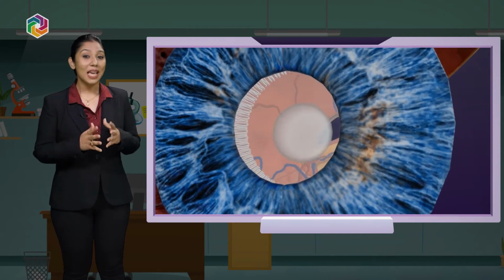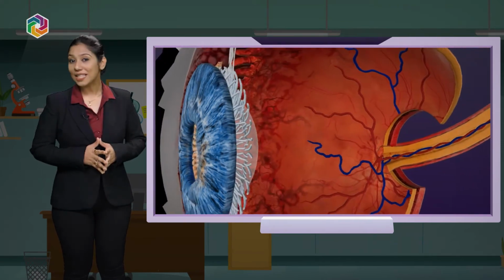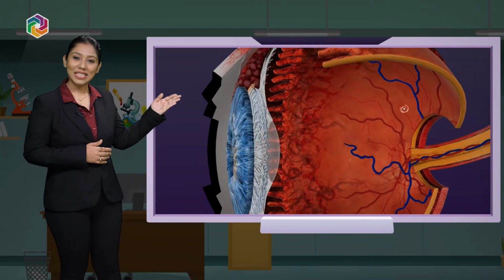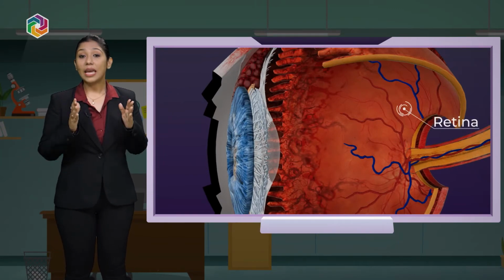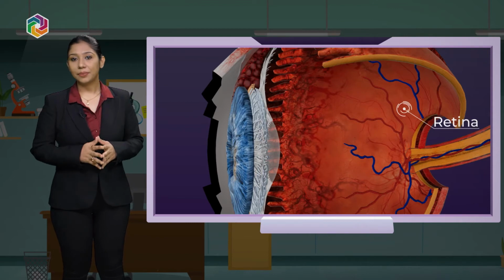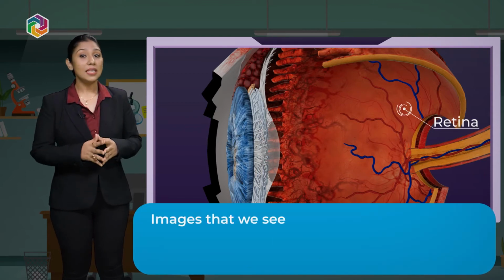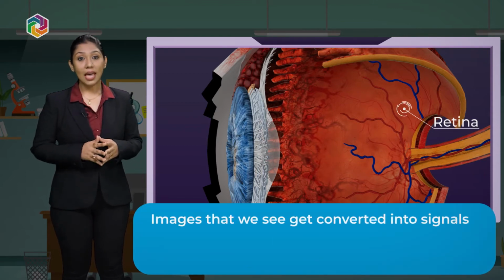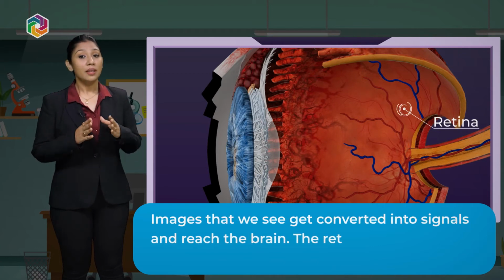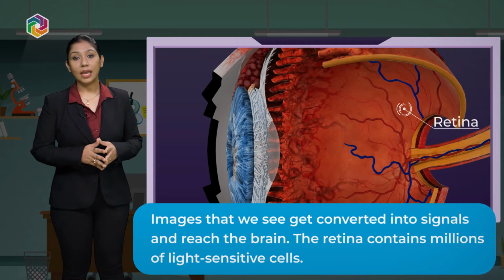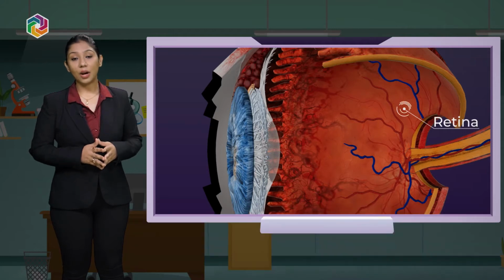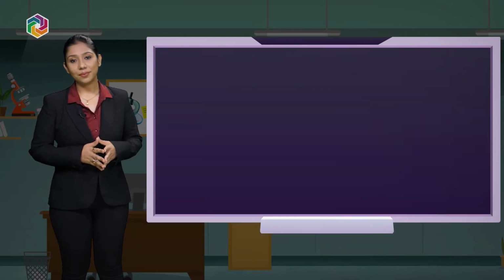Let's talk about the next part. What is that? That is retina. Our retina and the brain are intricately connected. The images that we see get converted into signals and reach the brain. The retina contains millions of light-sensitive cells. These light-sensitive cells are called rods and cones.